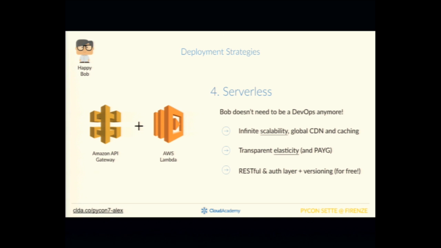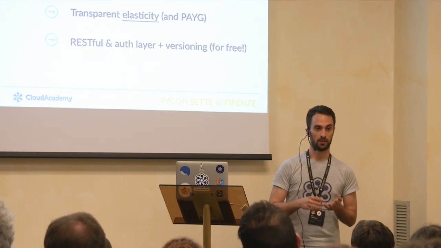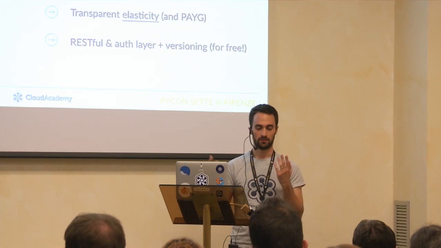What else do we gain? We have a global content delivery network, which eventually also provides caching, because with Amazon API Gateway, which is another AWS service, you can basically have a RESTful interface which automatically implements authentication, caching, eventually staging. You want to have different stages like dev, prod, whatever.